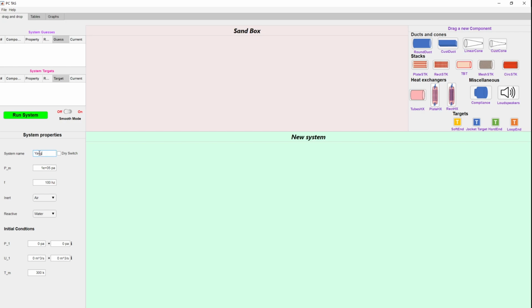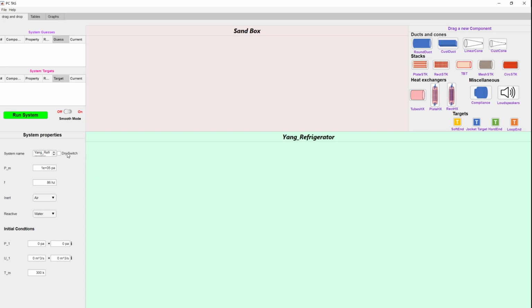I'm going to call the system Young refrigerator, and capitalize the R just because. So this is the system. The mean pressure, we're going to leave it as it is, atmospheric pressure. That was how the system operated. The working frequency was 86 Hertz, so we're going to work with 86.